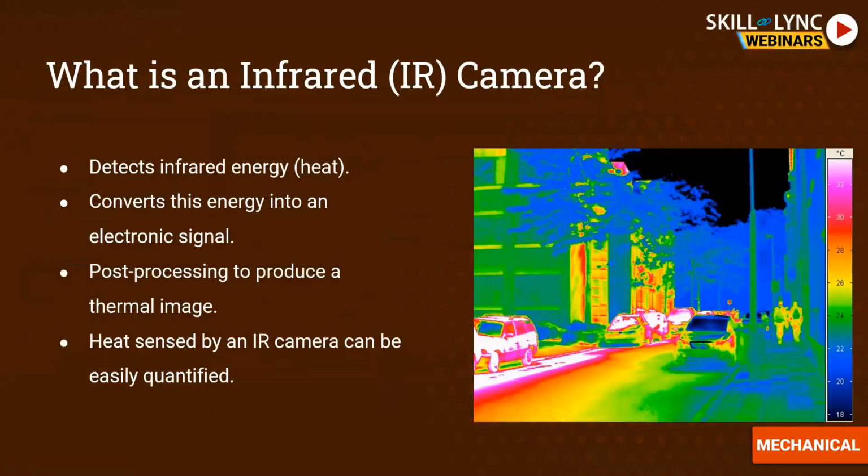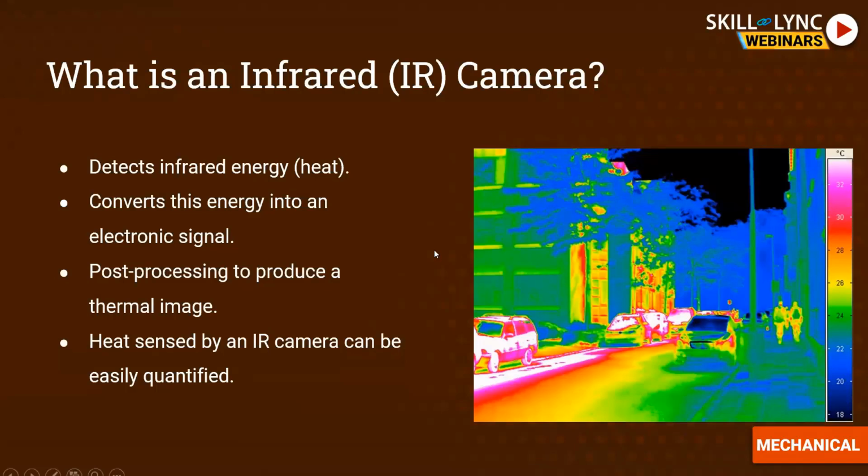Infrared cameras are nothing but non-contact devices that detect infrared energy, that is heat. All the bodies, all the objects contain heat signatures. The basic job of an infrared camera is to capture the heat and then quantify it on a scale of temperature. On the right, we can see the temperature scale of an image here, 18 being the coldest and 32 being the hottest in this case.